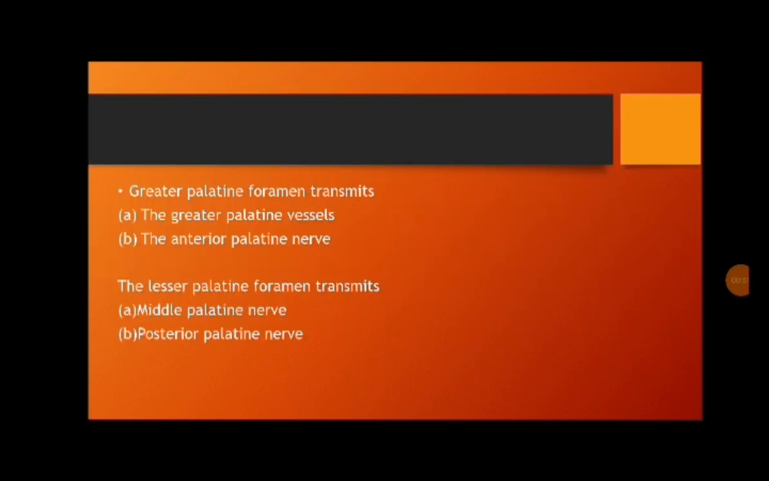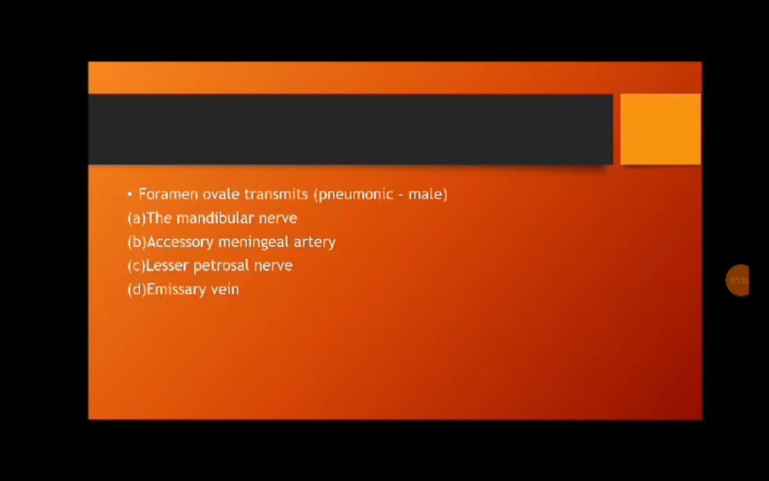What does it transmit? The greater palatine vessels and the anterior palatine nerve. The lesser palatine foramen transmits the middle palatine nerve and posterior palatine nerve. What does foramen ovale transmit? So the mnemonic is MALE: the mandibular nerve, accessory meningeal artery, lesser petrosal nerve, emissary vein.